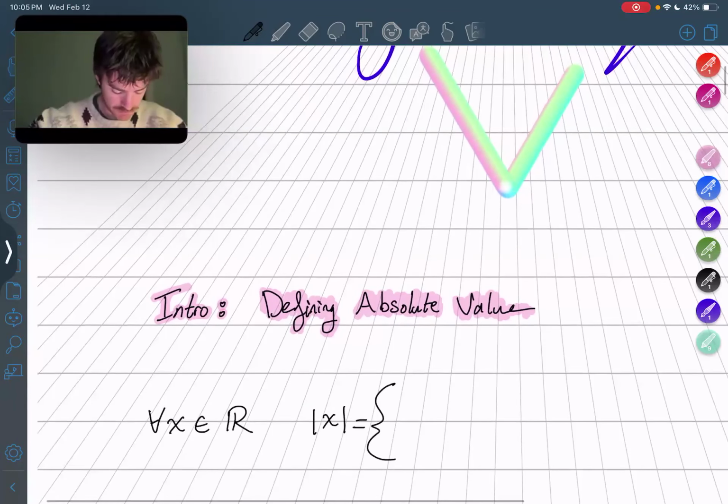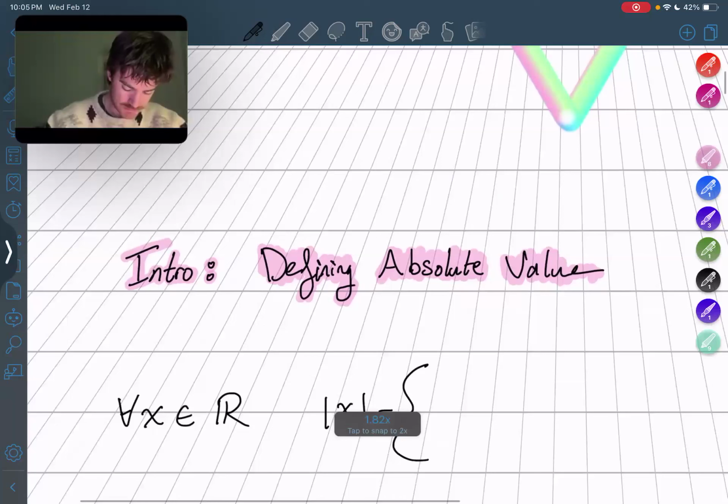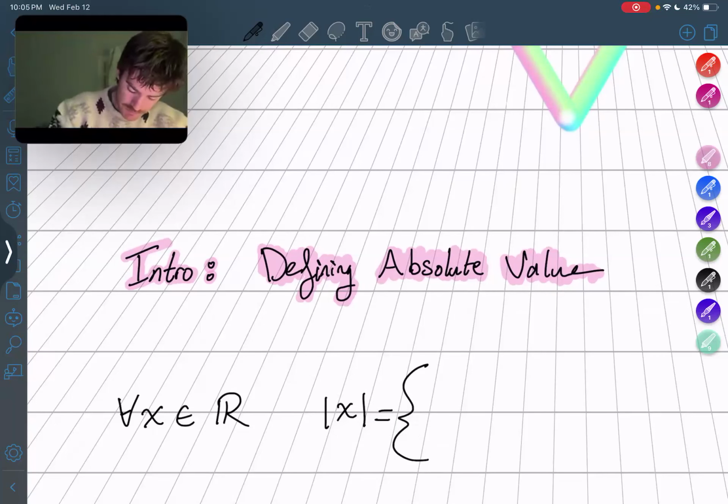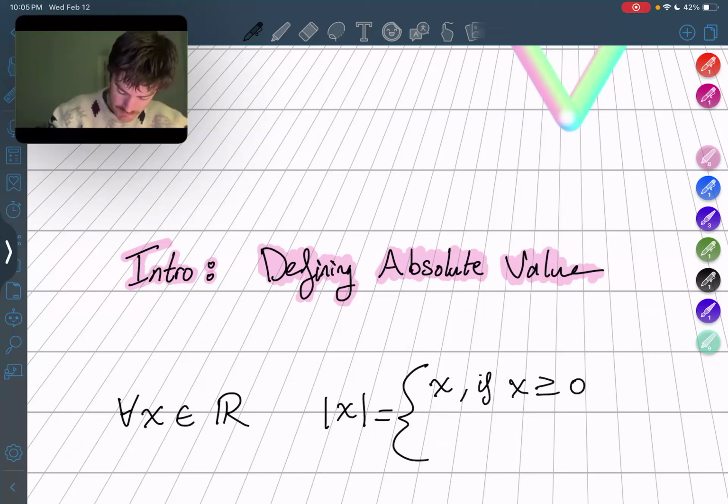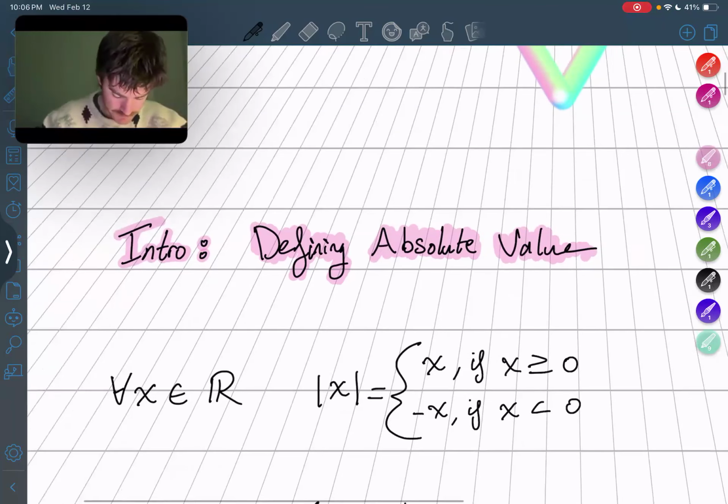Absolute value we're going to define as, for all x in the real numbers, the absolute value of x is a piecewise function where it equals x if x is greater than or equal to 0, and it equals negative x if x is less than 0. So this gives us two cases.